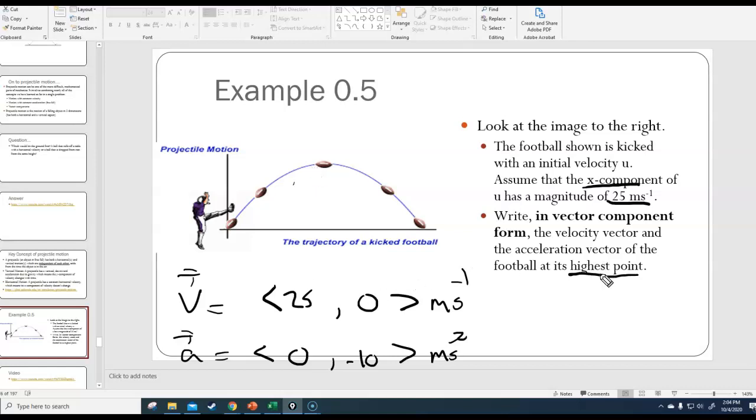At its highest point, what is 0 is the y component of the velocity. So right here, the velocity would have an x component but a y component of 0. The acceleration, of course, is just the normal acceleration due to gravity that never has an x component, that always has a y component. So pause there if you need to look at that some more.